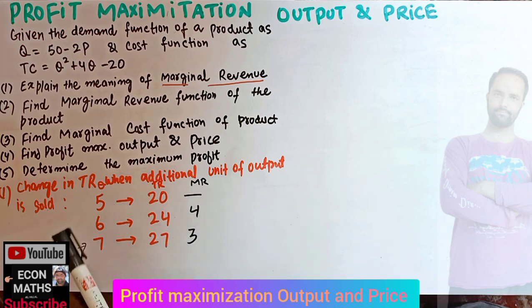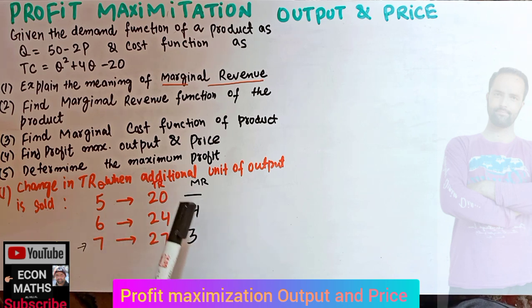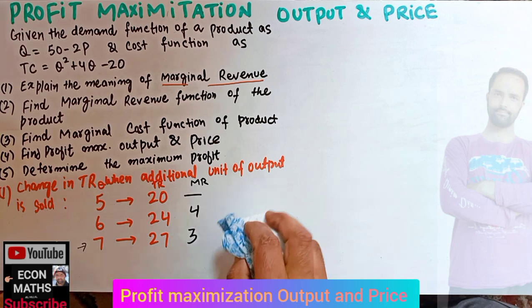Similarly, if 5 units give us total revenue of $20 and 6 units give us total revenue of $24, then the marginal revenue of the 6th unit is simply 24 minus 20. That means total revenue up to 6 units minus total revenue up to 5 units. By marginal we mean the additional. So this was the simple definition of marginal revenue.